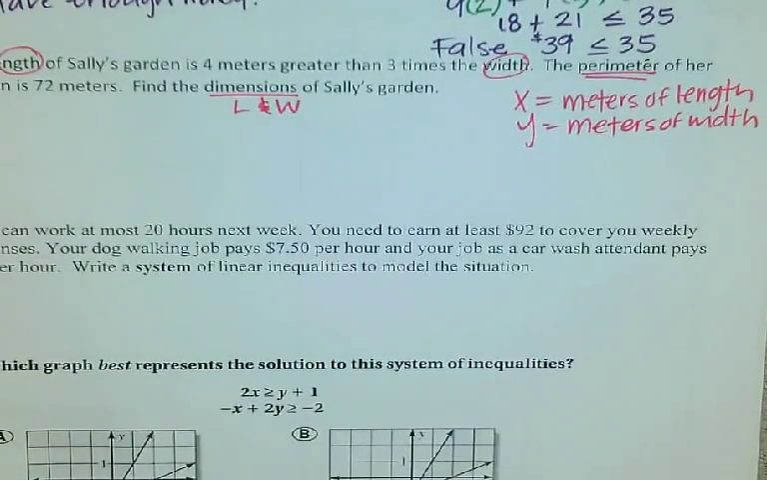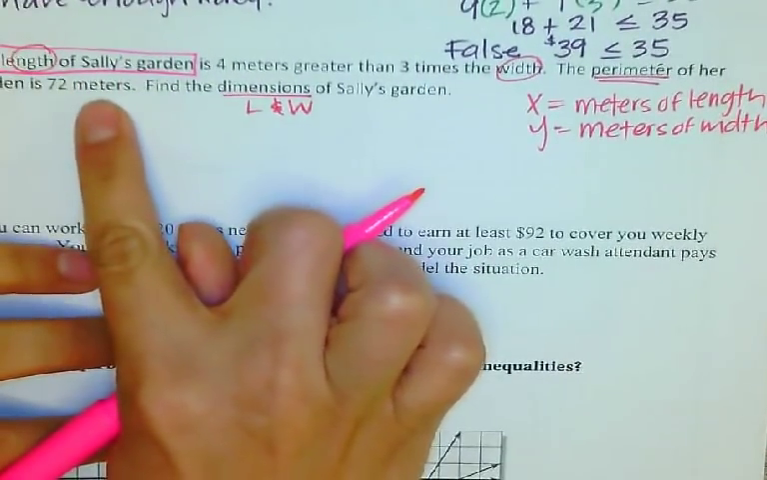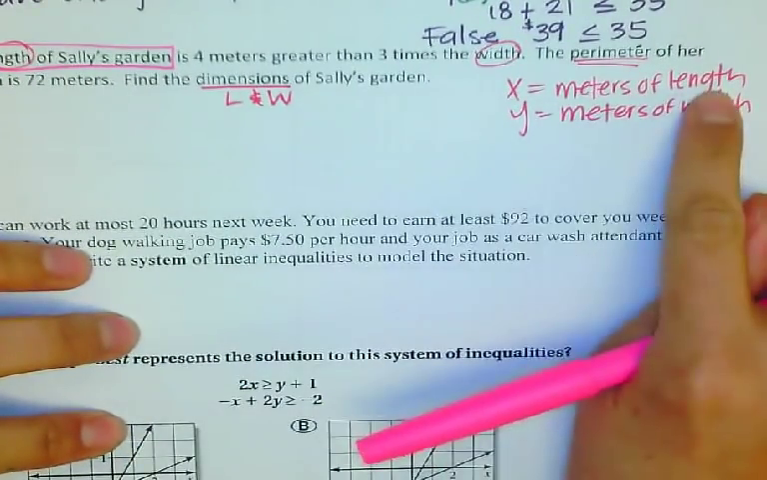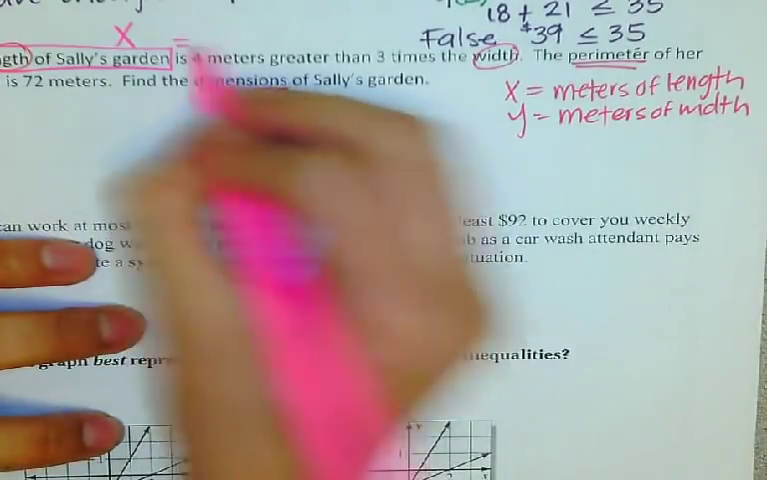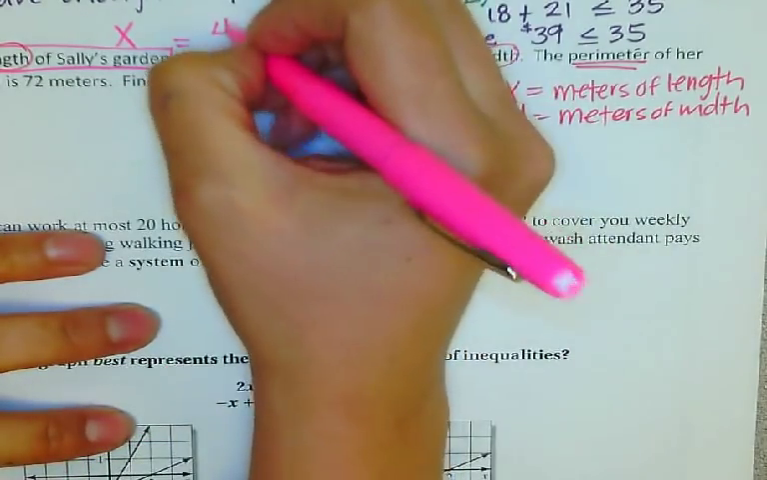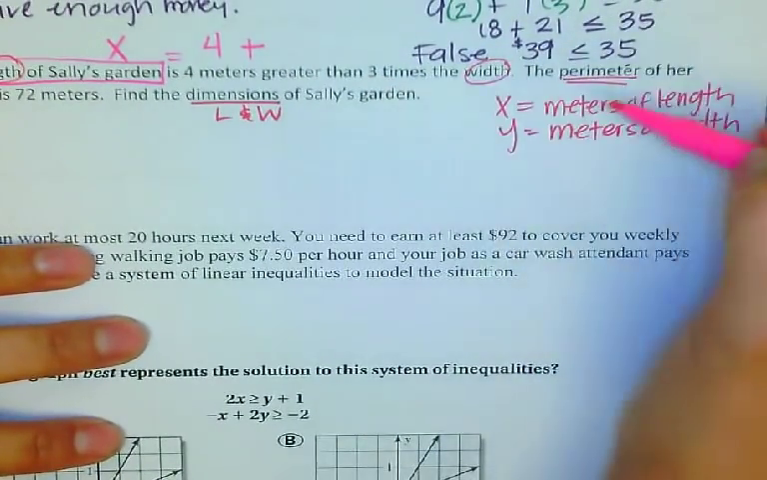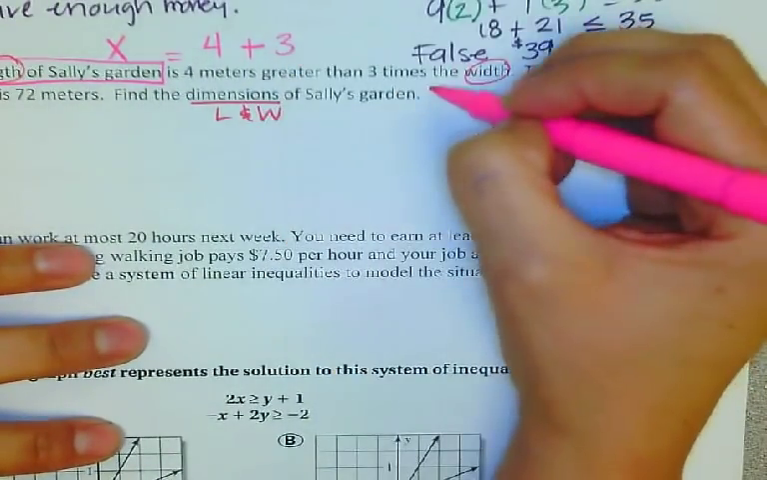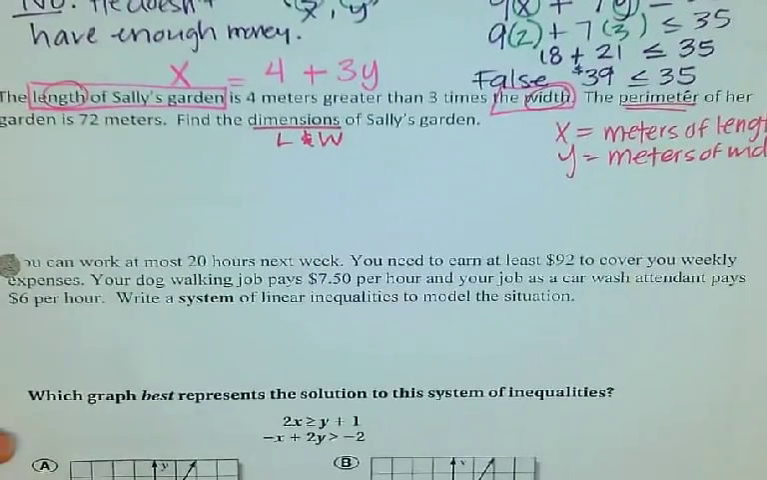Okay, here I have to translate. I already know what X and Y are. Then I go back to this and it says the length of Sally's garden. I know that the length of Sally's garden in meters would be X. So the length of the garden is X. Is means equals. 4 meters greater than, so 4 meters, just 4. Greater than means plus. Here you're adding 4 meters greater than 3 times the width. We already know that the width would be Y. So 3 times the width would be 3Y.